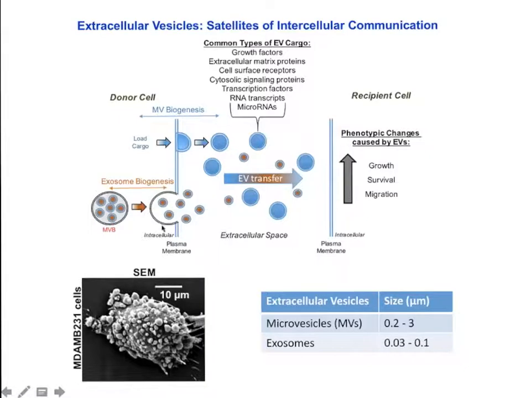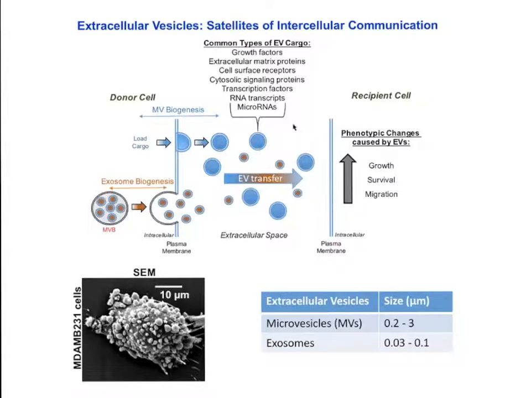They fuse with the plasma membrane, and these endosomes are released into the extracellular environment. And at this point, they're referred to as exosomes. So one of the common features between these two classes of extracellular vesicles, including microvesicles and exosomes, is their cargo. And it's also what makes them rather interesting.